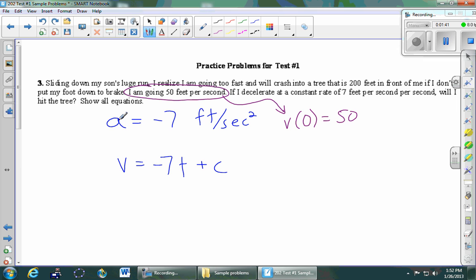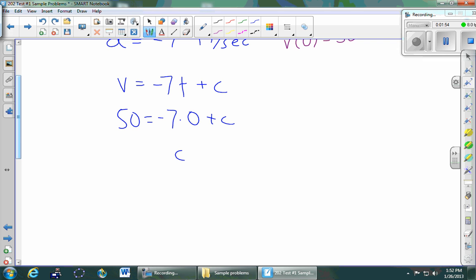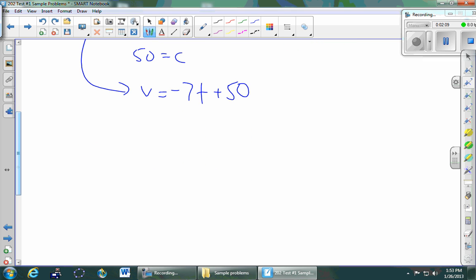So let's plug those numbers into this equation. We're plugging 0 for time, so that's negative 7 times nothing plus c, to be determined, and the velocity at that moment is 50. So that means that c is 50. So this equation becomes: the velocity is negative 7t plus 50. Okay, we're at velocity. The goal was position. How do we get from velocity to position? We take another antiderivative. The antiderivative of velocity is position.